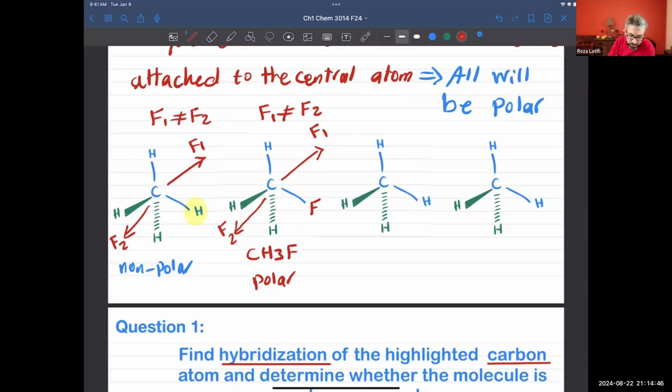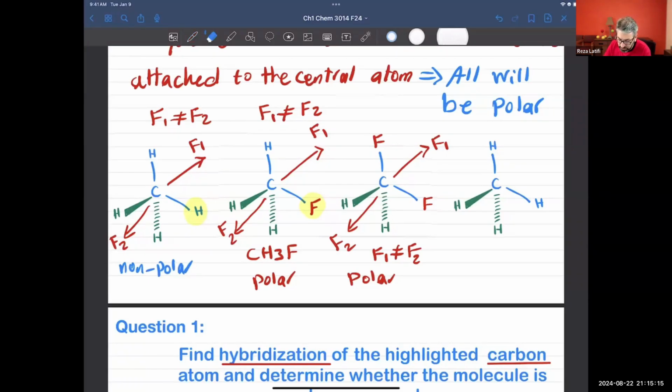How about if we change 2 of them? Remember, we change this. We're going to change that one and the top one as well. And both, I will say fluorine. In that case, I'm going to get one force here, another force there. Call this one F2, and that one is F1. Clearly, F1 is not equal to F2, and it will be polar again.